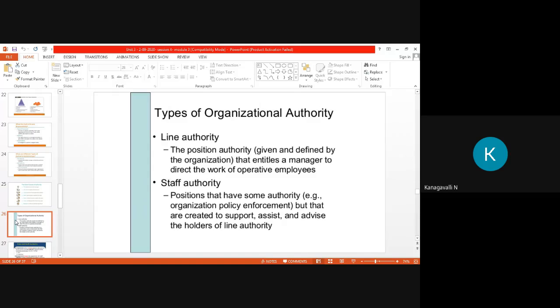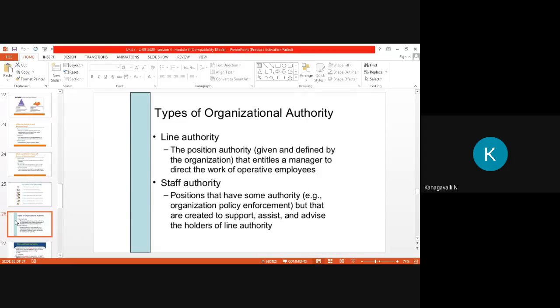Then see the major types of organizational authority: line authority and staff authority. Line authority is position authority, given and defined by the organization. See the words clearly: given and defined by the organization. These are already predefined posts allocated in line authority. It is the position authority that entitles a manager to direct the work of operative employees.